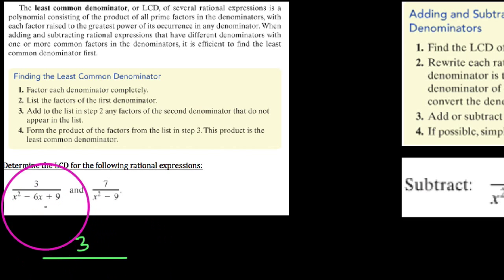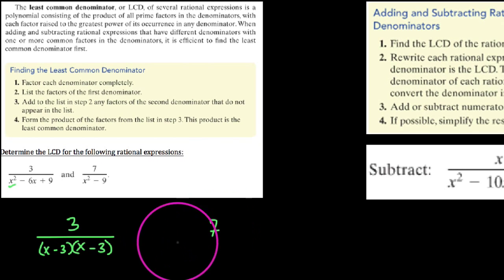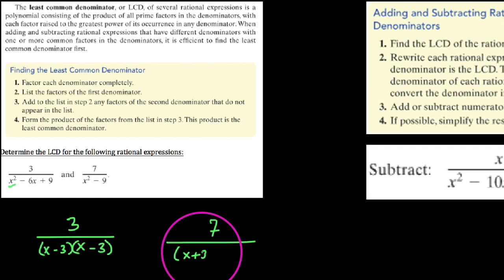Well, what I see here is I've got 3 over x squared minus 6x plus 9. So to factor this into a product of two binomials, we'd have x and x in front to get our x squared. We'd say, two factors of a positive 9 that add up to a negative 6 would be a negative 3 and a negative 3. Whereas over here, if I had 7 over x squared minus 9, I've got x plus 3, x minus 3. So what we want to know is, what's the least common denominator between these two things? Well, I notice that this already has an x minus 3 and this already has an x minus 3. What I need to do is give this one over here another x minus 3, whereas this one over here needs an x plus 3.